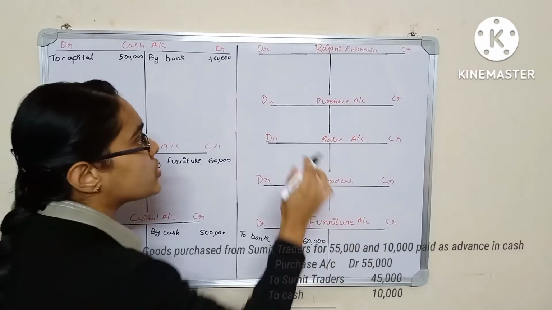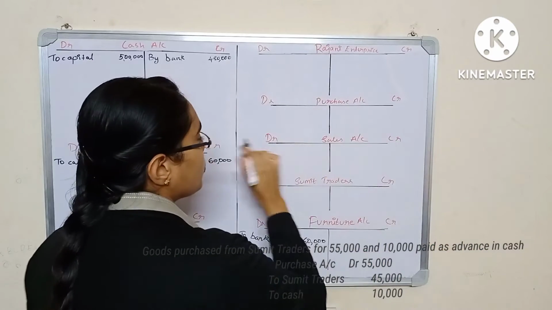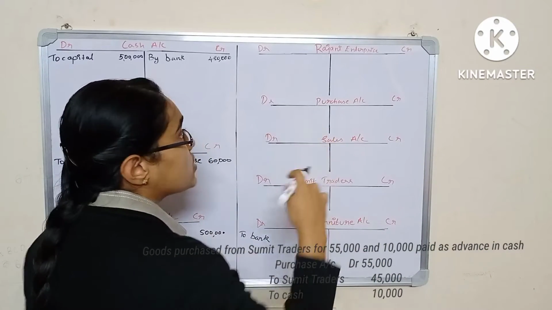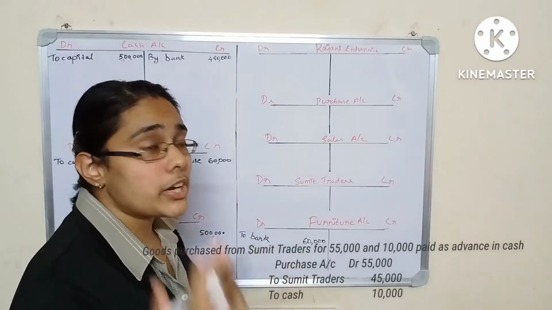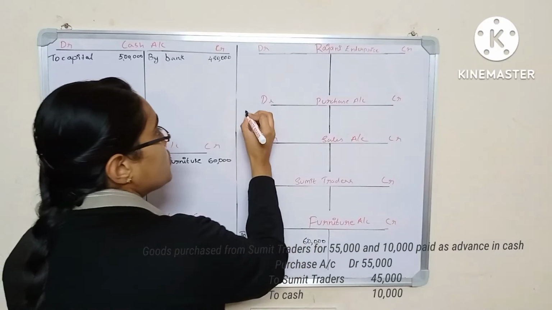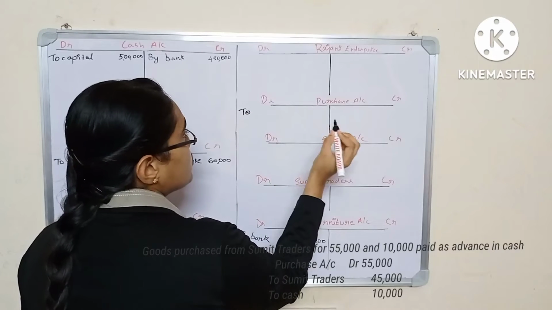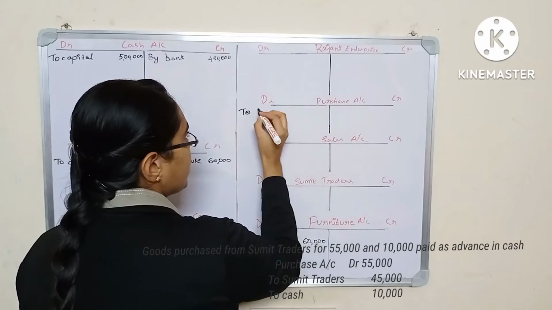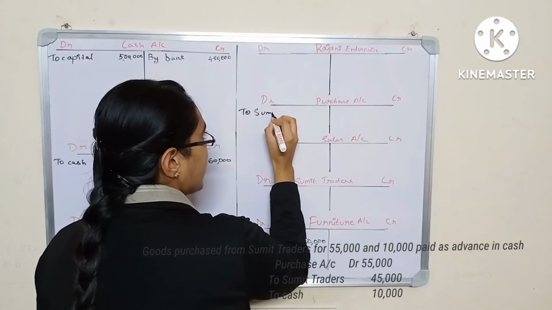Purchase account. So the purchase account you have debited. So you will go to the debit side and you will write which aspect? You will write the credit aspect. So there are two credit aspects for this transaction. What are they? From whom did you purchase? From Sumit Traders, right? So you will write Sumit Traders.